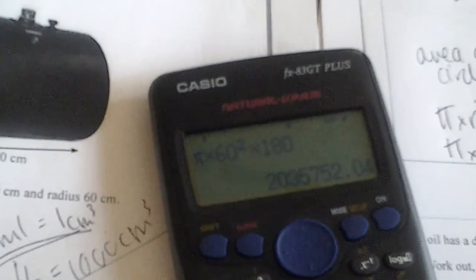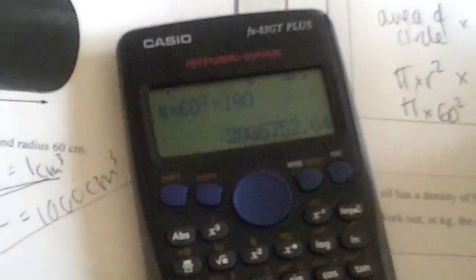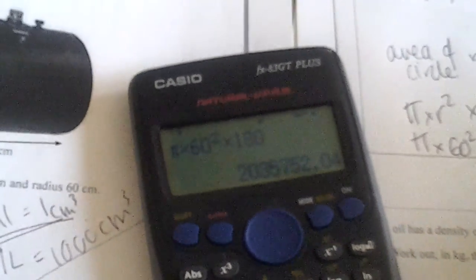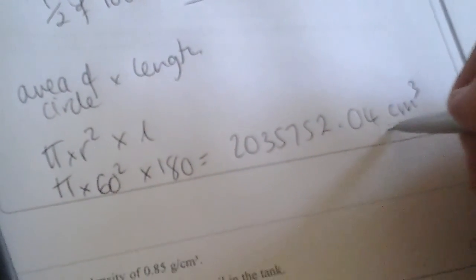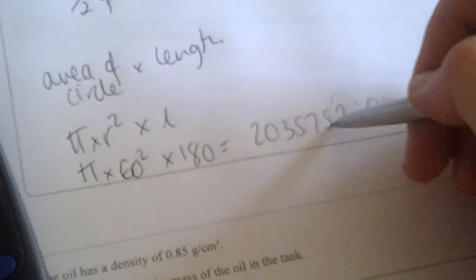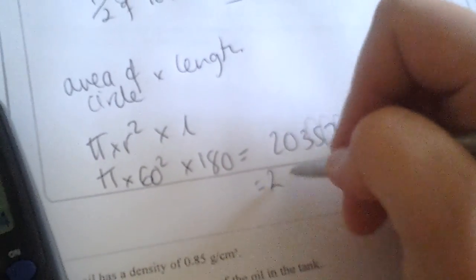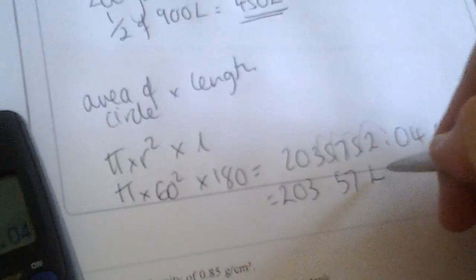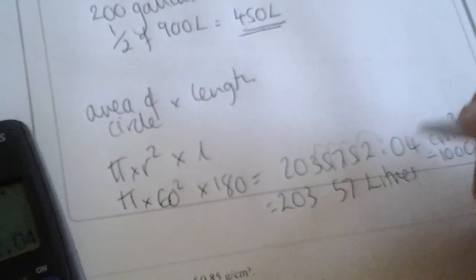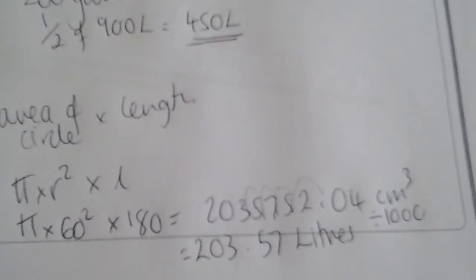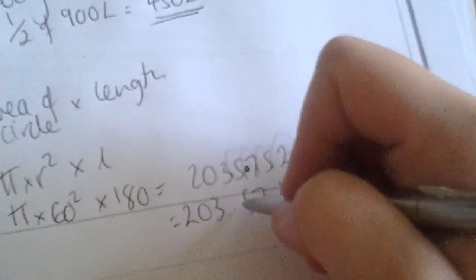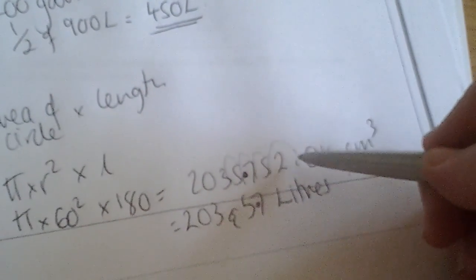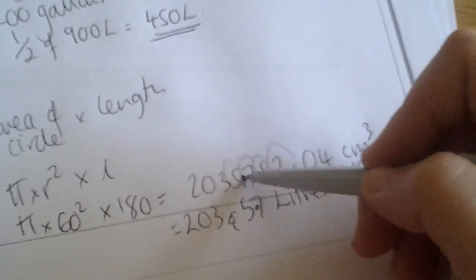That gets me 2035752.04 centimetres cubed, which if you divide it by 1,000 is 203.57 litres. It's not 203.57 litres, it's 2,035.7 litres, divided by 1,000, 3 zeros.